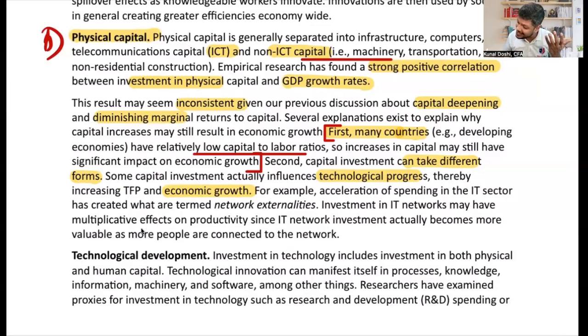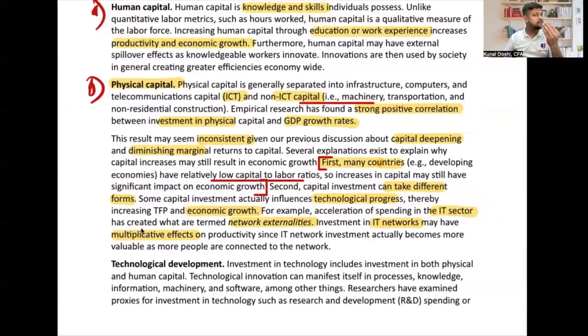For example, the IT sector is termed as having network externalities. What do I mean by that? When you invest in these types of sectors, it has a multiplicative effect on productivity. It not only boosts the economy of that particular sector, but various other sectors, because IT is a backbone of various sectors. Understood? That's called network externality, where the increase in a specific sector boosts various other sectors. Got it? So the conclusion: physical capital does grow the economy.